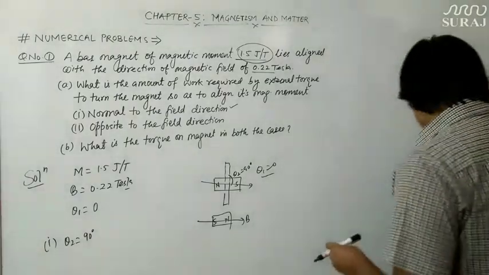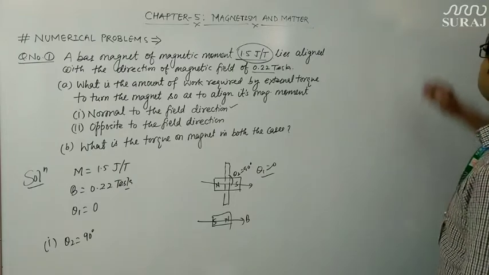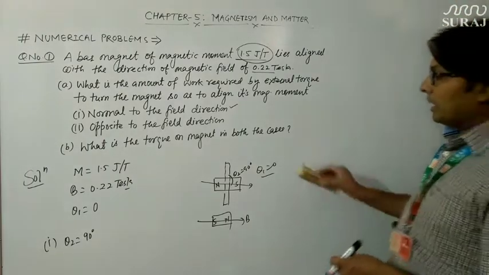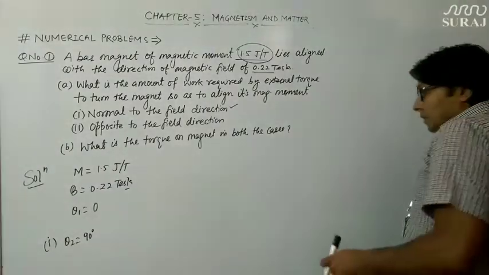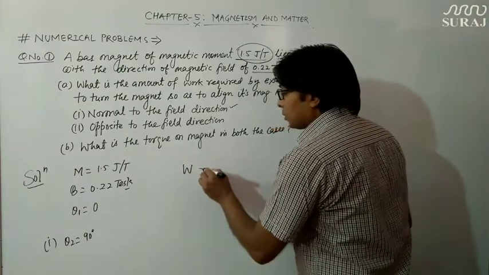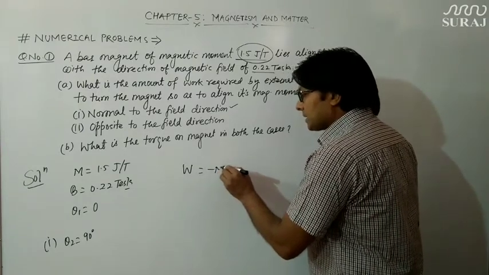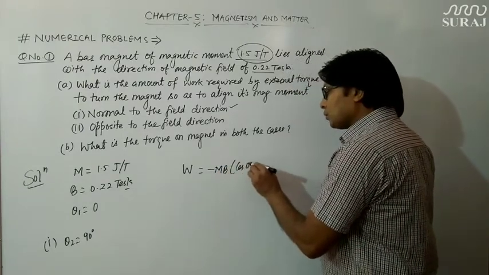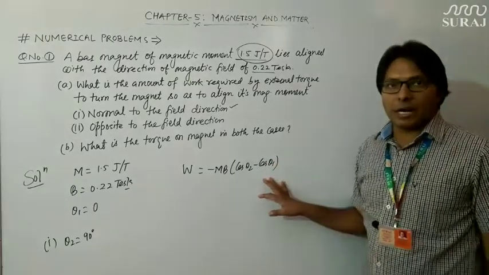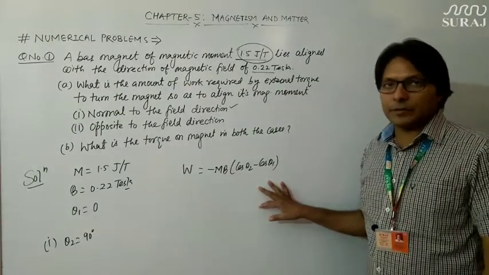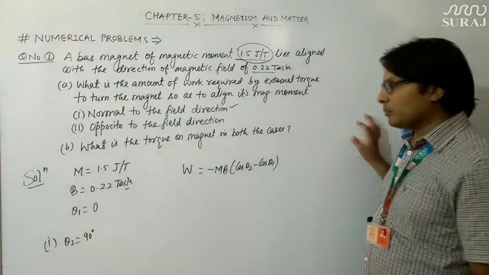So we have derived the formula of magnetic dipole moment, and we have also derived the formula of work done in rotating the bar magnet. So W is equal to minus MB into cos theta 2 minus cos theta 1. This formula we derived when we were deriving the formula of torque, and thereafter we derived the formula of potential energy of the bar magnet placed in a uniform magnetic field.